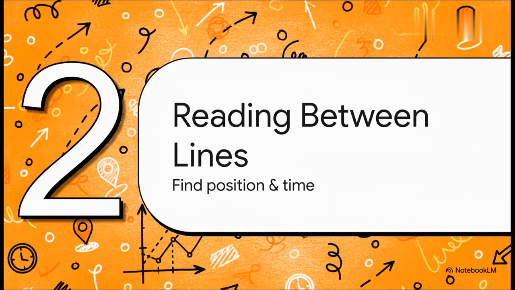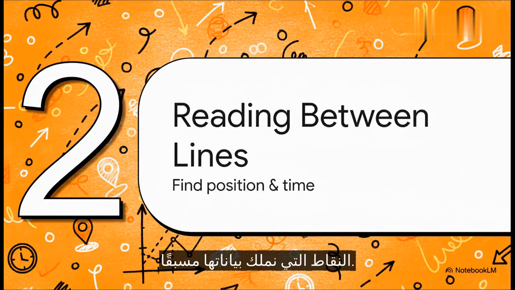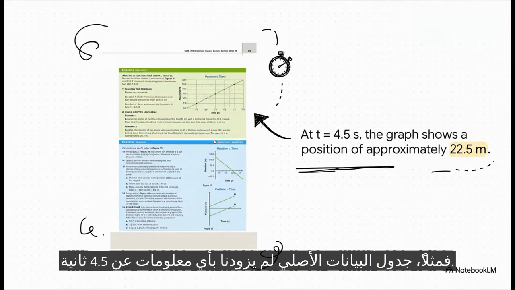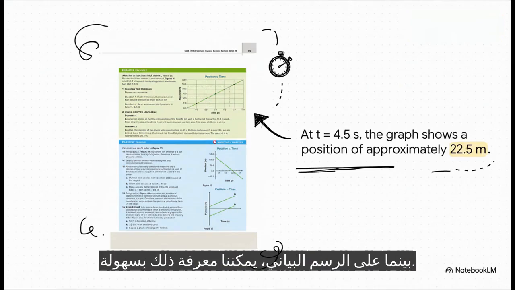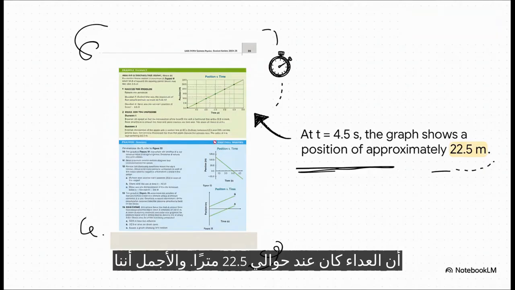But here's the really cool part. The real power of this graph isn't just showing those dots we already had data for. Nope, it's the line connecting them. That nice straight line is packed with a ton of extra information. For instance, our original data table didn't tell us anything about 4.5 seconds. But on the graph, it's easy. We just find 4.5 on that bottom time axis, we trace our finger straight up to the line, and then we look straight across to the position axis. And bingo, we can see the runner was at roughly 22.5 meters.